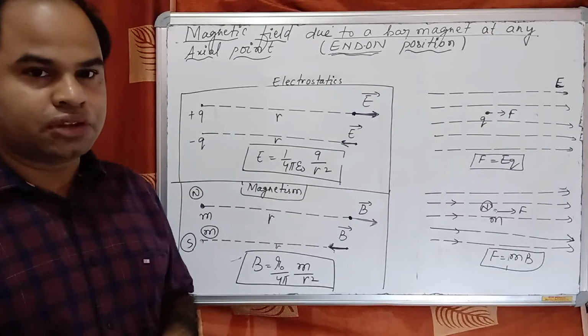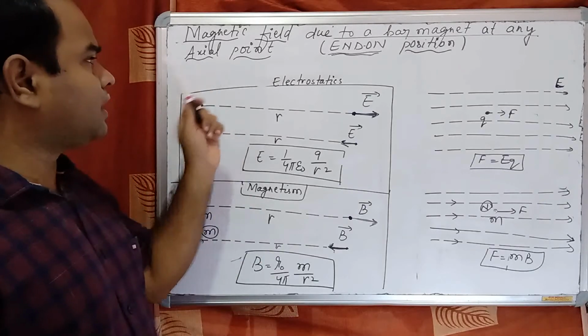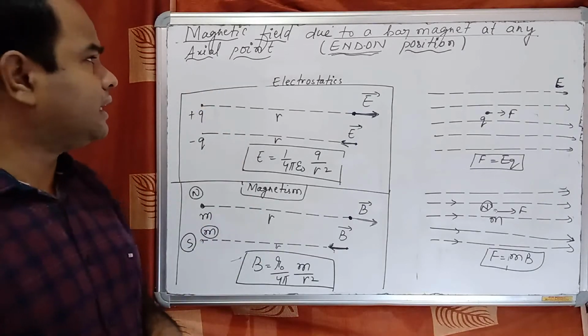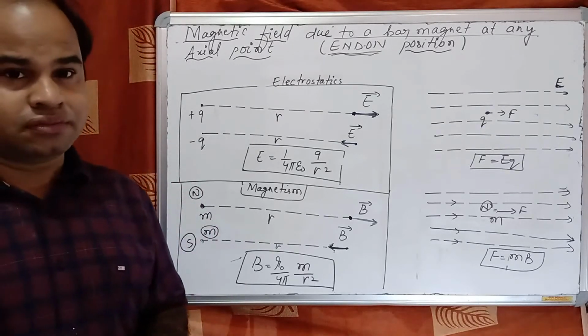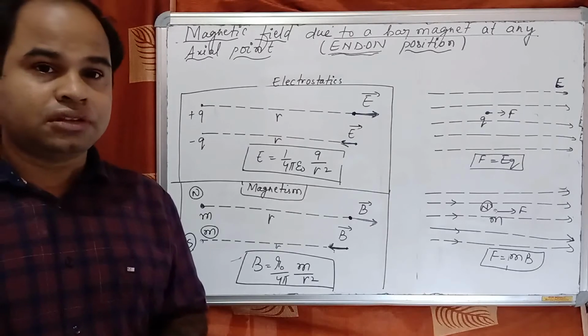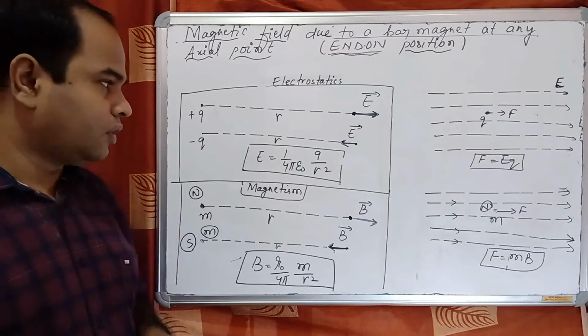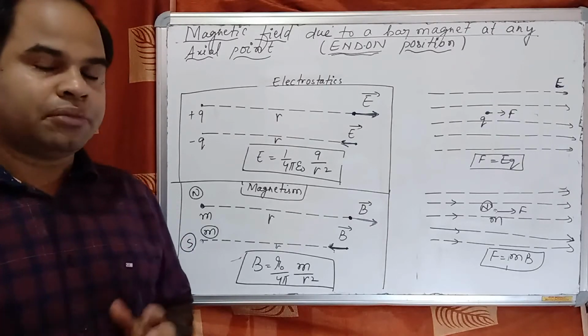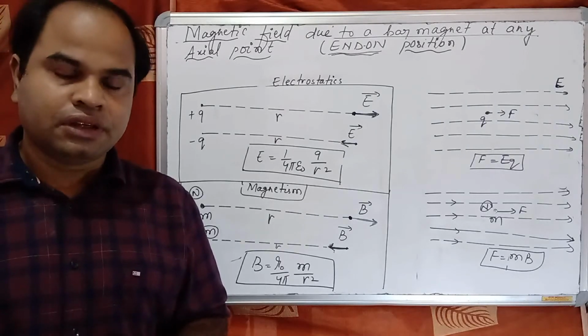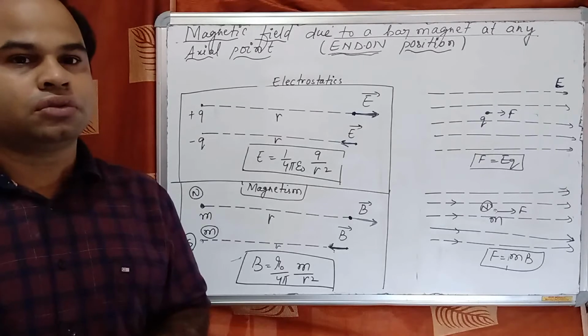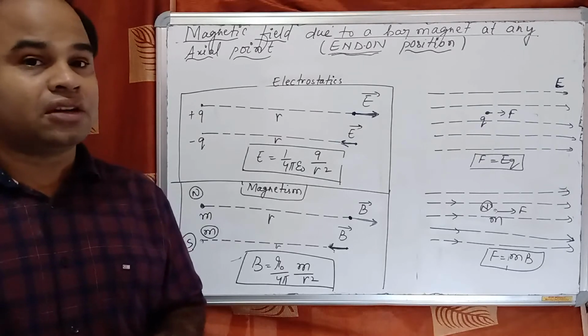Again, I just want to say you this topic, magnetic field due to a bar magnet at any axial point, is a long question in this chapter. ठीक है. Okay. तो आमे इलेक्ट्रोस्टैटिक रे पढ़ीचे कि a charge produce electric field around itself.